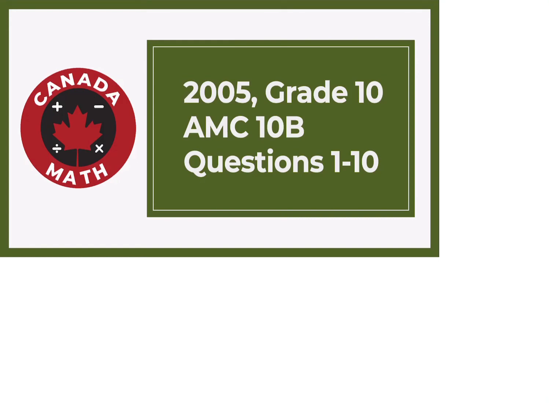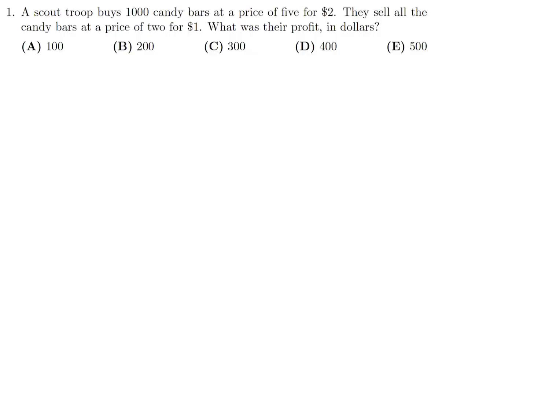Questions 1 through 10 on the 2005 Grade 10 AMC 10B. A scout troop buys 100 candy bars at a price of 5 for $2. They sell all the candy bars at a price of 2 for $1. What is their profit in dollars?